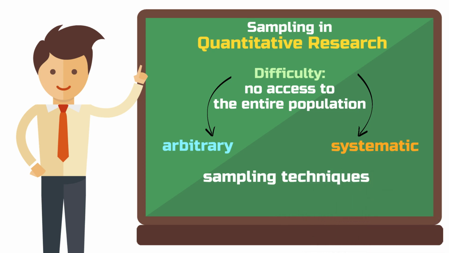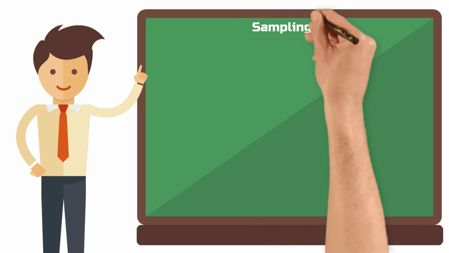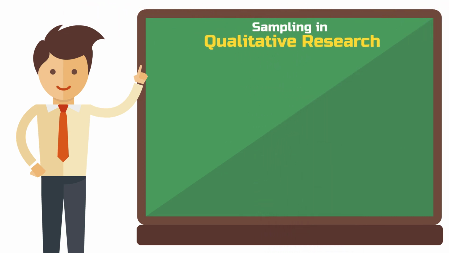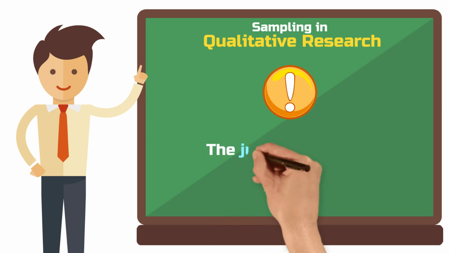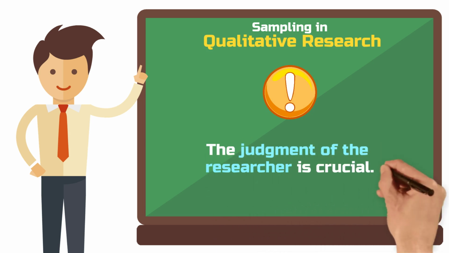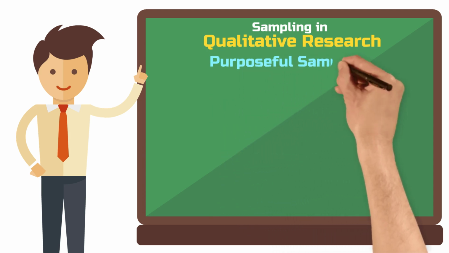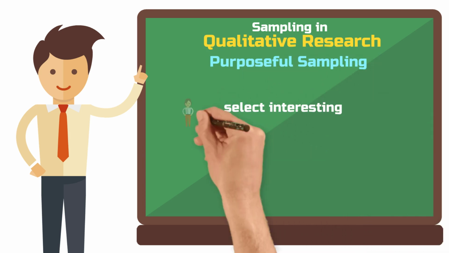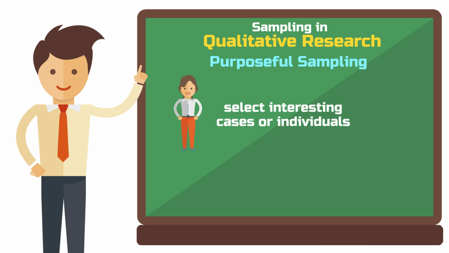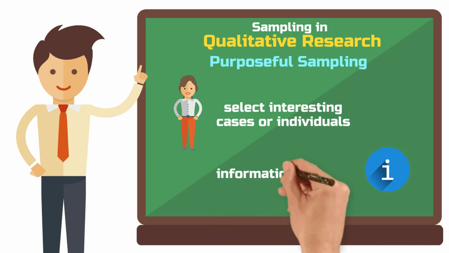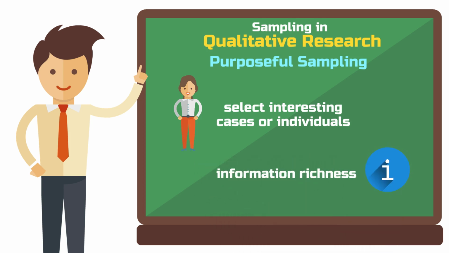In qualitative research, we need different sampling techniques. Here, randomness is not crucial, but rather the researcher's judgment. In purposeful sampling, cases or individuals are selected who, in the researcher's view, offer a particularly high degree of information richness in relation to the research subject.